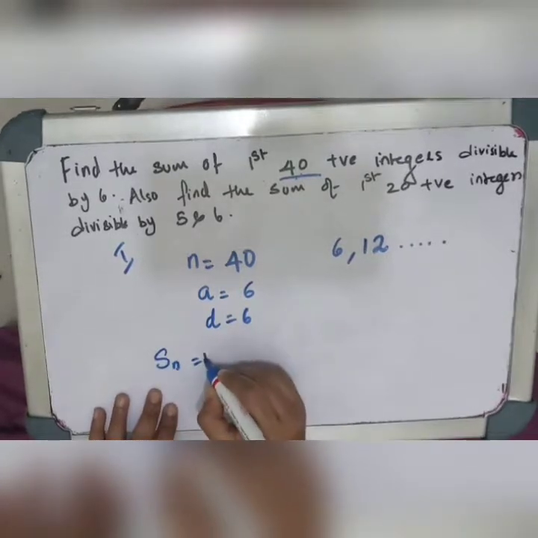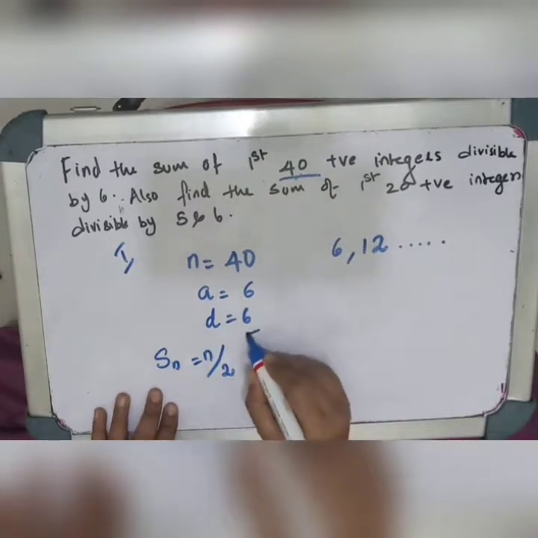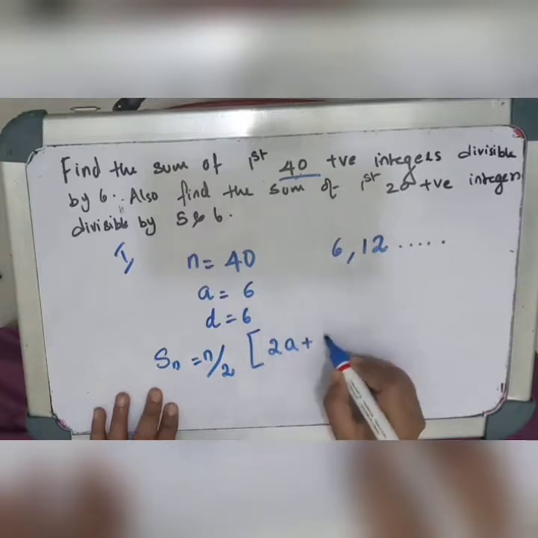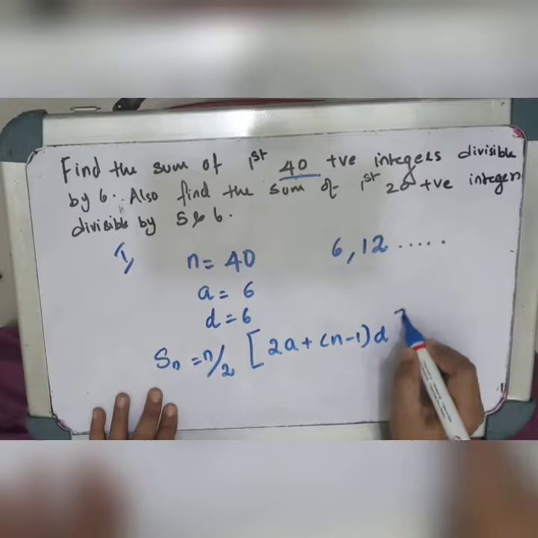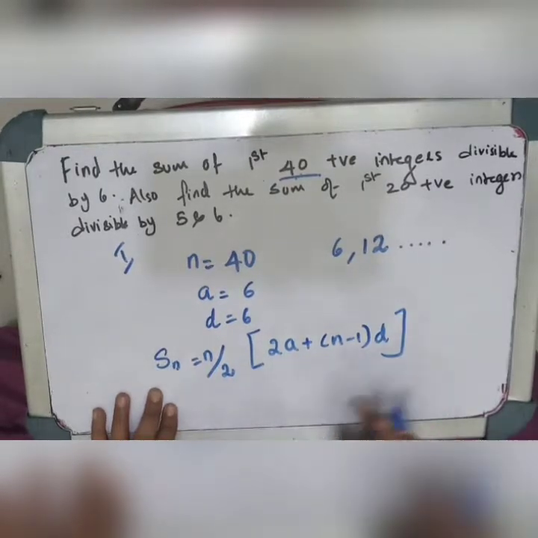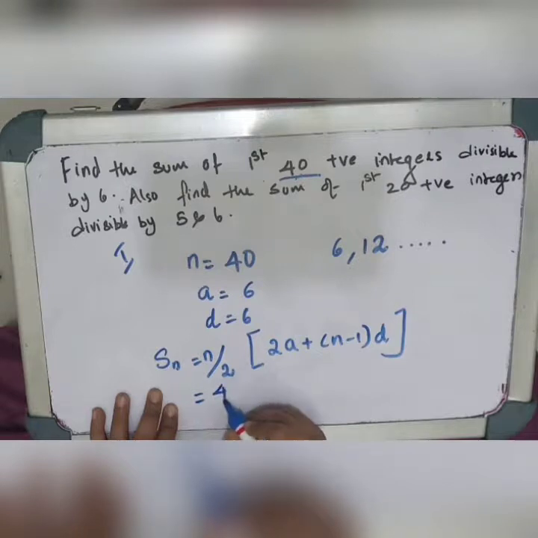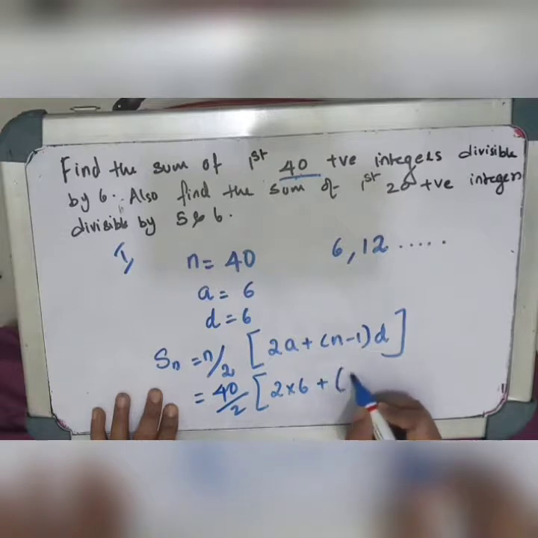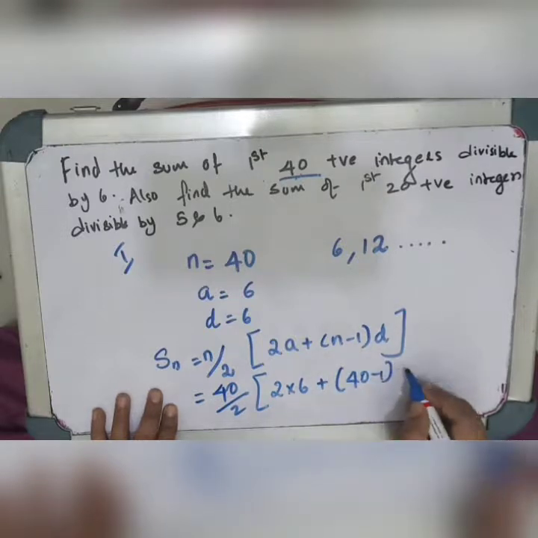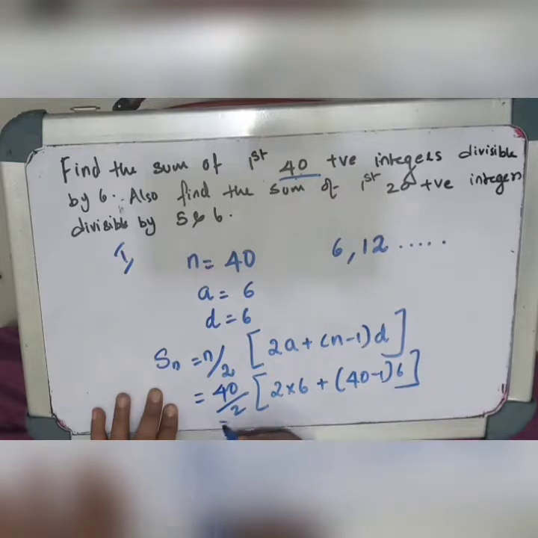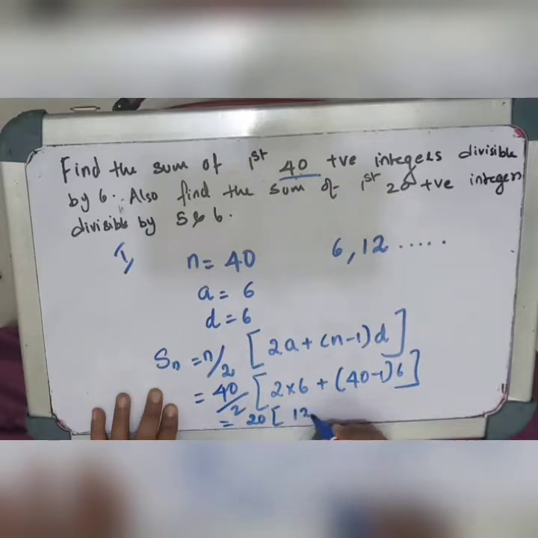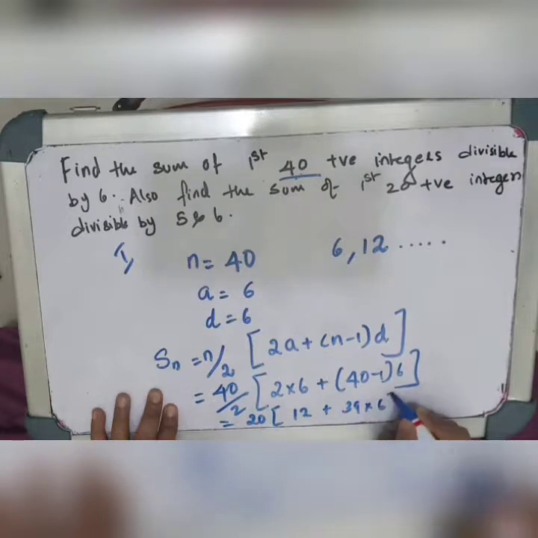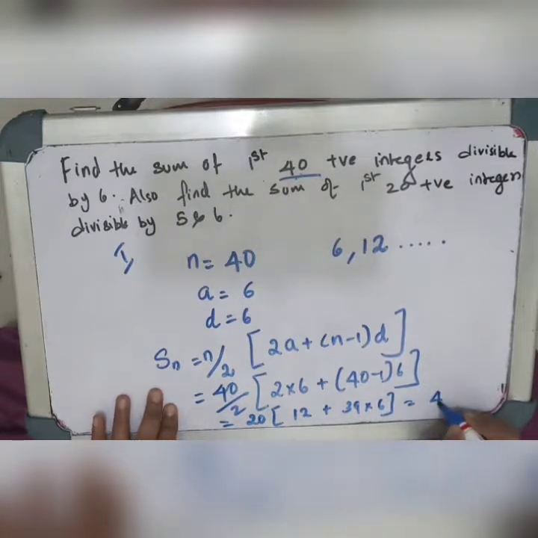Now let's find the sum. Sum of n terms is given as S of n is equal to n by 2 into 2a plus n minus 1 into d. We know the value of each variable, so we will substitute. n is 40, a is 6, d is again 6. So we will get 20 into 12 plus 39 into 6. The value obtained is 4920. Okay. Now, what about the second part?